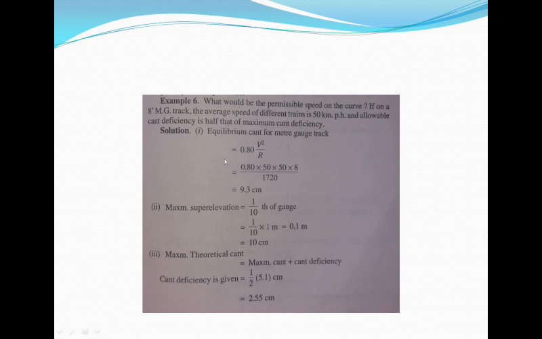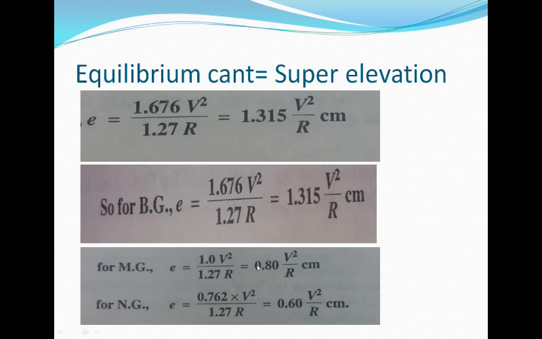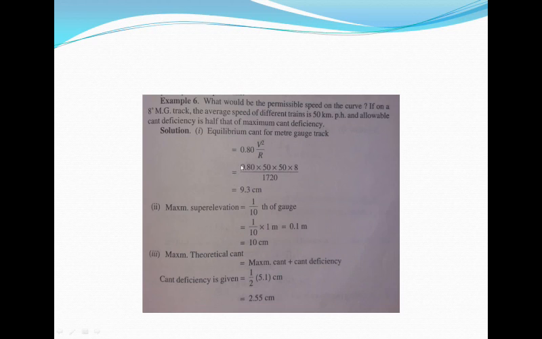In order to do that, we have to consider the equilibrium cant condition for a meter gauge track. For a meter gauge track, as I explained in the beginning slides, equilibrium cant is given by 0.80 V squared divided by R centimeters. That is what has been considered here: equilibrium cant for a meter gauge track is equal to 0.8 V squared divided by R.